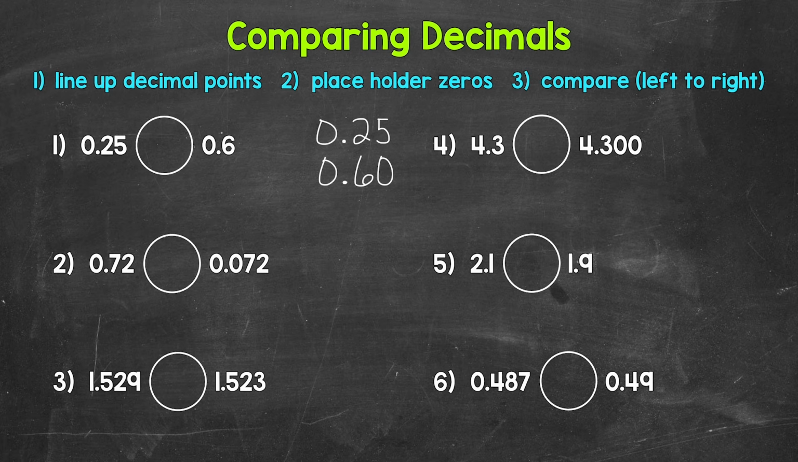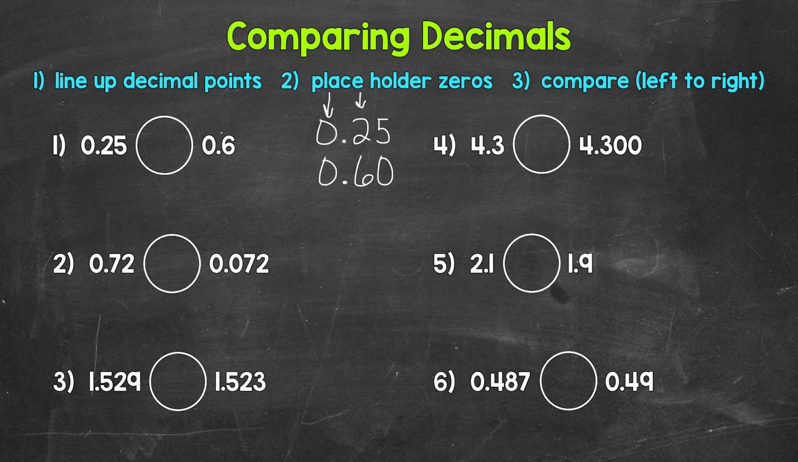Once we have our decimal points lined up and we use placeholder zeros, we compare digits from left to right. We go place by place comparing digits. We start at the furthest place to the left because that's the greatest place value, and we work our way right. So here, starting to the left, we have zeros in the ones place, so no whole numbers. Since both of these do not have whole numbers to compare, we move to the next place to the right.